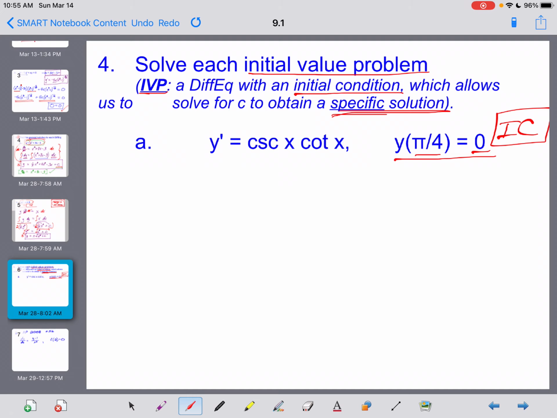Okay, at first glance here, guys, I'm going to go a little quicker here. This one is already separated. All of the y's are on the left, all the x's are on the right. Technically, I would move the dx, but I think you guys probably get it. So I'm going to go ahead and integrate the left side and the right side. The integral of y prime is just going to be y.